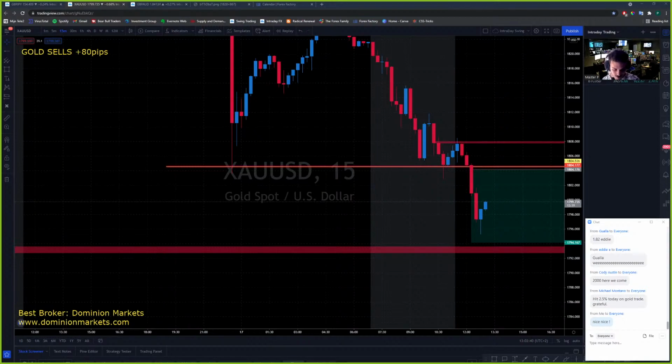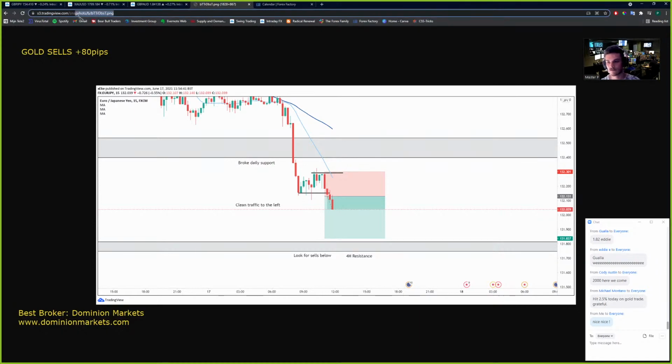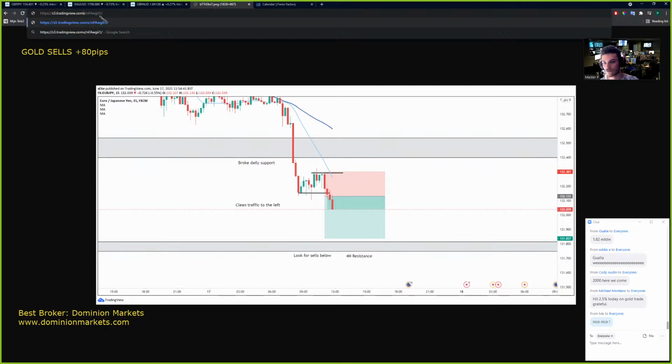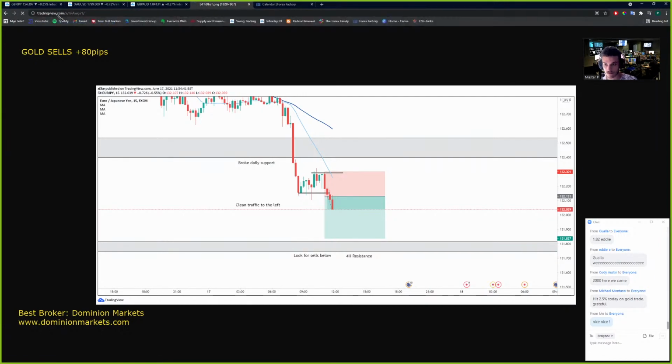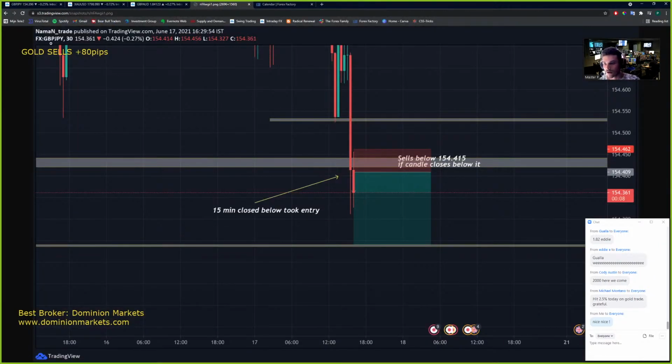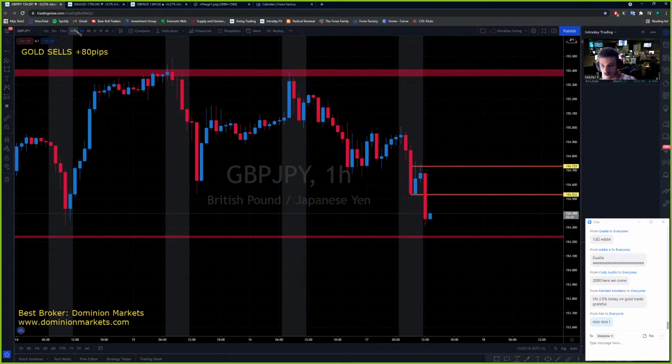Yeah, look for retrace and then sell. Yes, sir. Check my chart. Let's check his chart. GJ 30 minutes, sell below 0.415 if candle closes below it. Closed below, took entry. That's a great trade, I think. I think we talked about that.